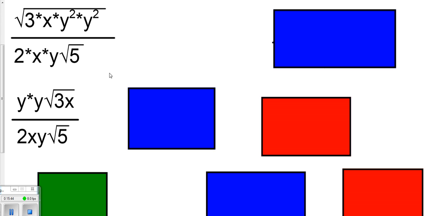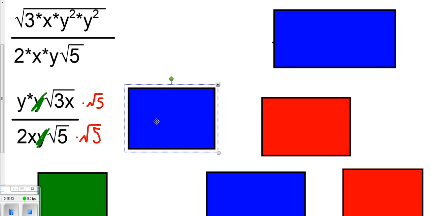of 5. Now, like before, because there's no adding or subtracting, we can cross out anything that we see on top with anything we see on bottom. So y and y cancel out. We don't cancel out both, just the one. On bottom, we need to get rid of this square root of 5. So we multiply square root of 5 on both top and bottom.